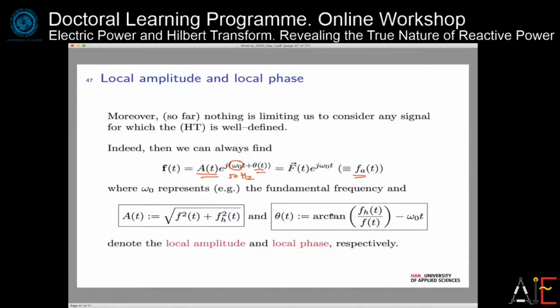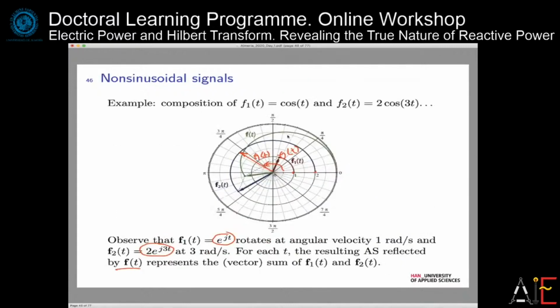Where again, this inverse tangent has to be understood as the multi-quadrant inverse tangent, like the atan2. So we call this local amplitude and local phase because now we have an amplitude at every moment in time and also a phase at every moment of time. Think about this picture. I get no problem, at least not so far.